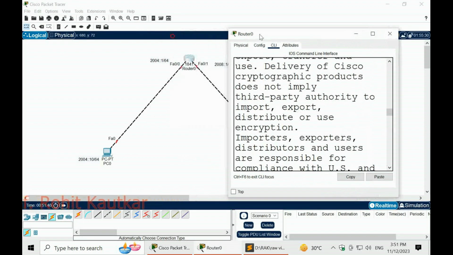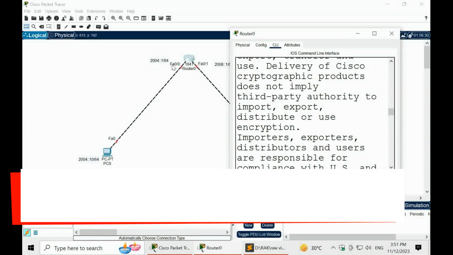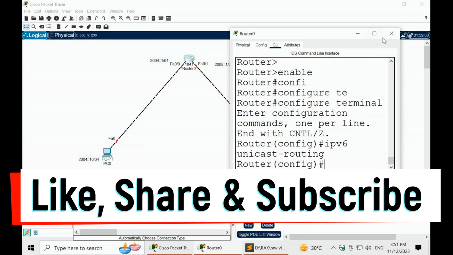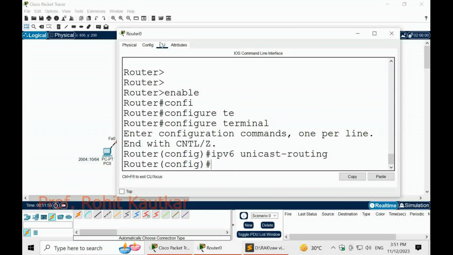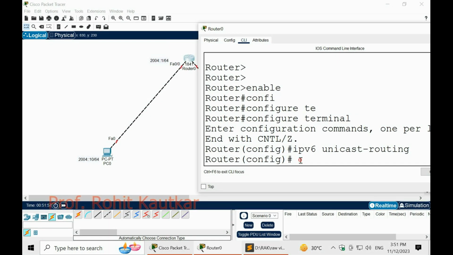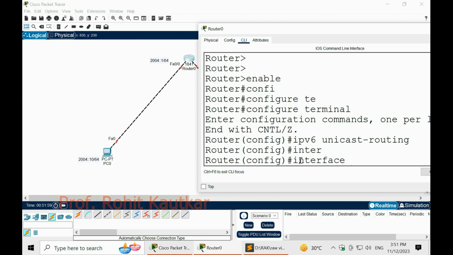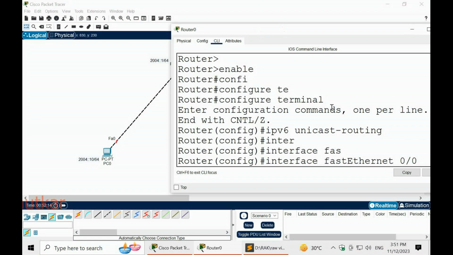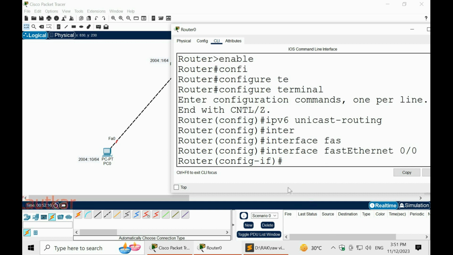Now friends, we need to configure the first interface of our router. So I will show you, this is the first interface FA00, so we need to access it. So here I will type now command interface and start typing fast. It will complete this by pressing the tab. So you can see now interface fast Ethernet 0/0 and hit enter.